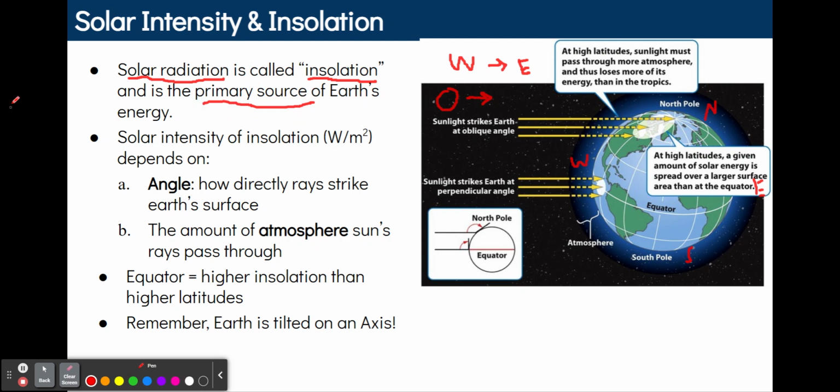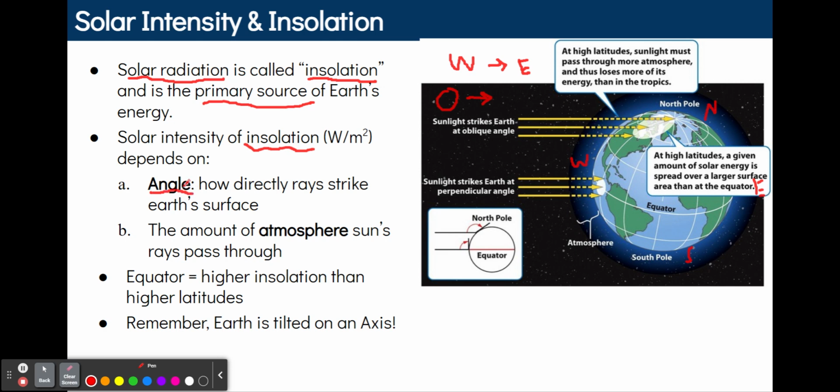We should know this from biology. We should know that primary producers that do photosynthesis get their energy from the sun. So without the sun, there would be no life. Okay? So solar intensity or insolation depends on two different things.